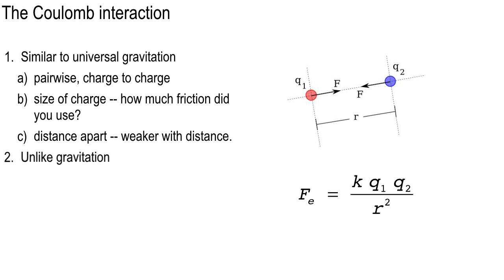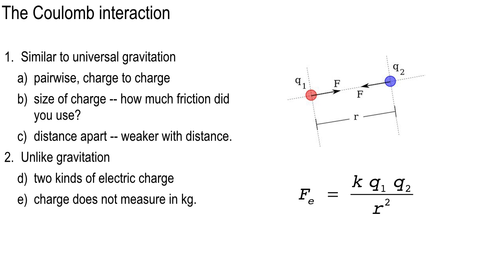There are some features of this that are not the same. Okay, first of all, unlike gravitation, there are two kinds of electric charge. Charge is not measured in kilograms. The metric unit, which we'll talk about on Thursday, is the Coulomb, not kilograms. Two charges can repel if they're the same kind, if they're like charges. So positive repels positive, negative repels negative. Gravitation is never like that.